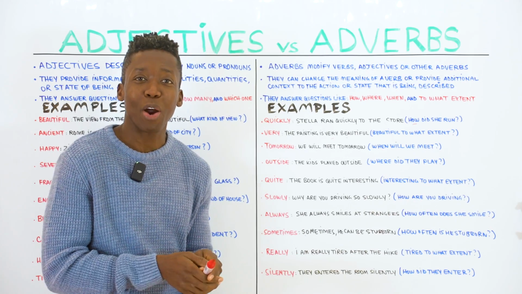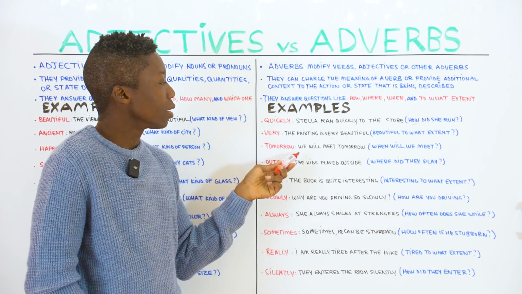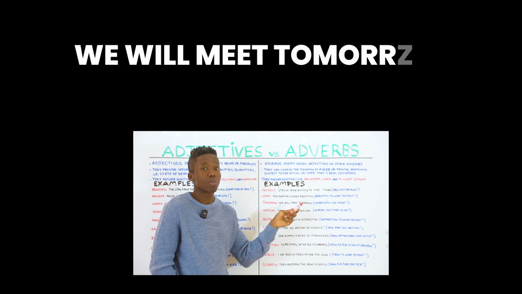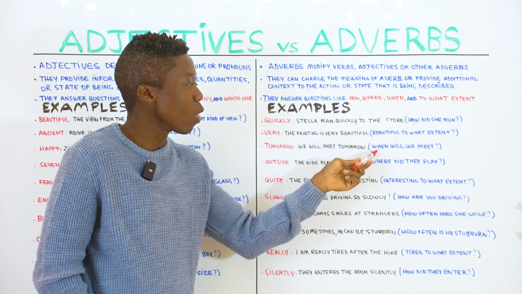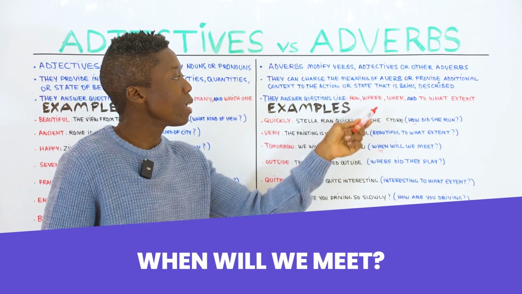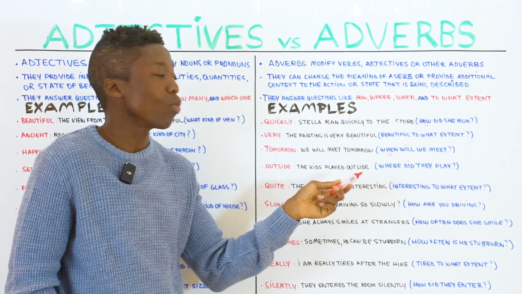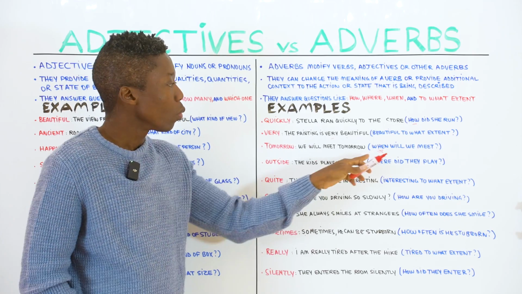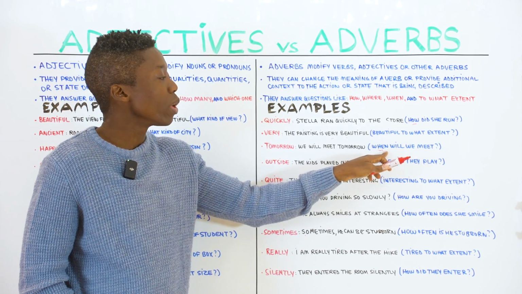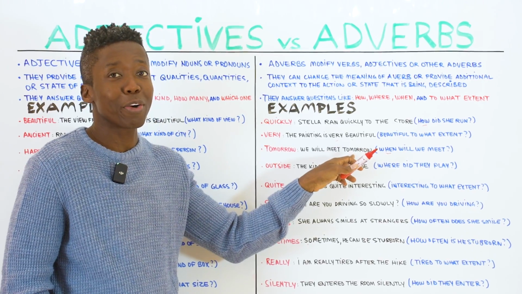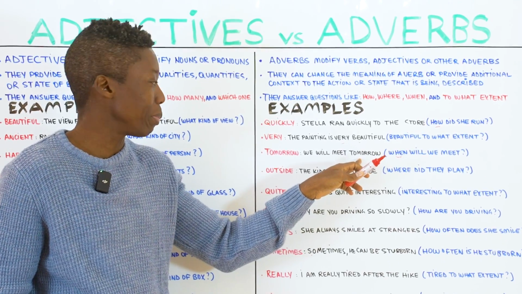Another example, tomorrow is an adverb. Did you know that tomorrow was an adverb? Well, the sentence is, we will meet tomorrow. And the question is when, okay, when will we meet? These are the types of questions to let you know that we are talking about an adverb. When will we meet? We will meet tomorrow. Therefore, tomorrow is an adverb.